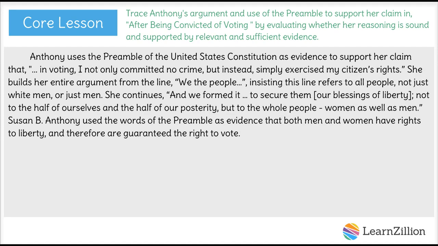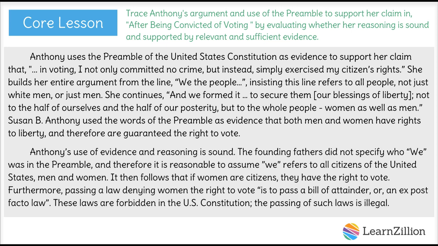Anthony uses the preamble of the United States Constitution as evidence to support her claim that, in voting, "I not only committed no crime, but instead simply exercised my citizens' rights." She builds her entire argument from the line, "We the people," insisting this line refers to all people, not just white men or just men. She continues, "And we formed it to secure them, our blessings of liberty, not to the half of ourselves and the half of our posterity, but to the whole people, women as well as men." Susan B. Anthony used the words of the preamble as evidence that both men and women have rights to liberty and therefore are guaranteed the right to vote.